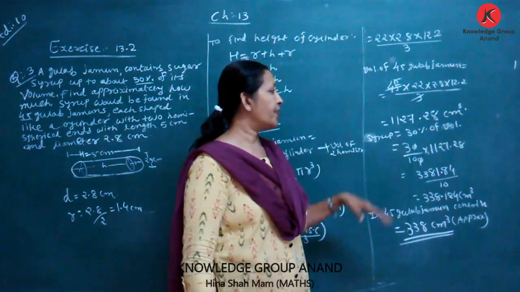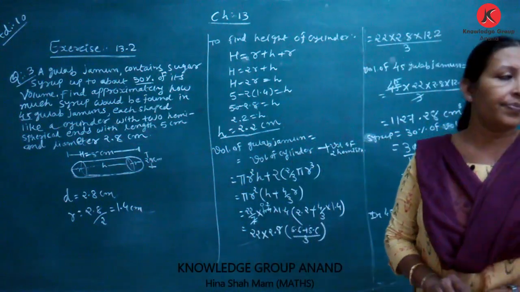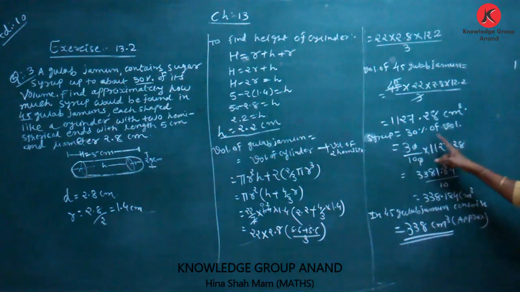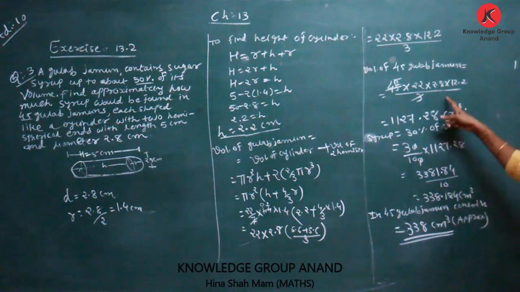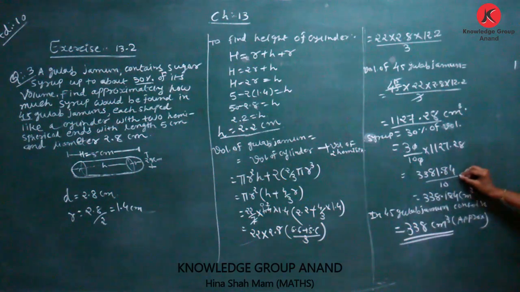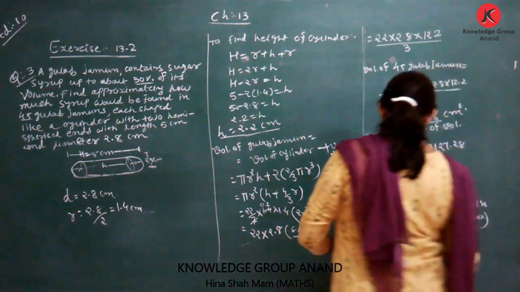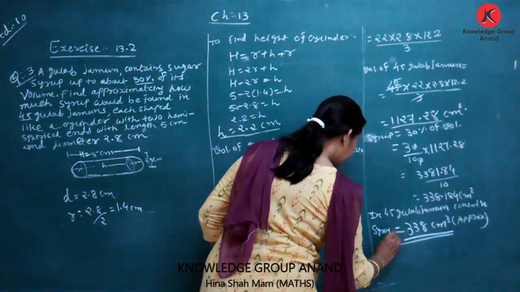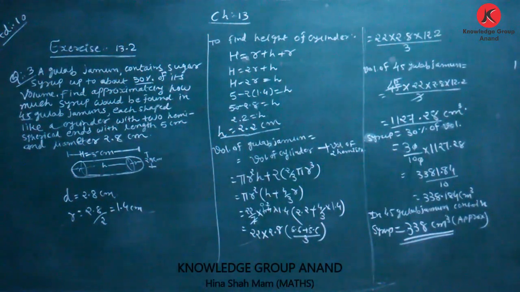1127.28 centimeter cube. Then syrup is equal to 30% of its volume. Therefore, syrup is equal to 30 upon 100 into this volume, which is 3381.84 upon 10, 338.184 centimeter cube. Therefore, 45 gulab jamuns contain syrup equal to 338 centimeter cube approximately.